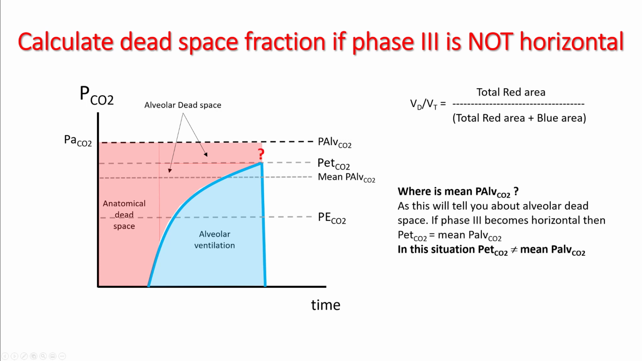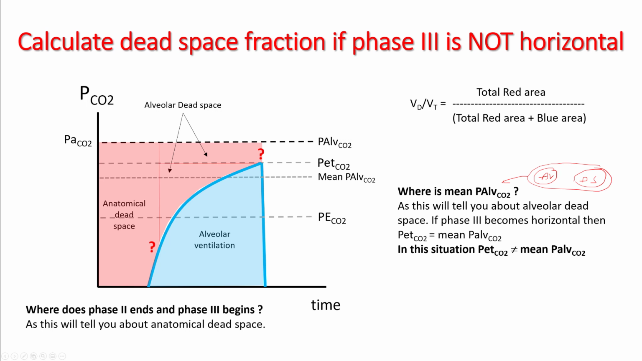There are two things that we need to know. First, where is our mean P alveolar CO2? Remember, mean P alveolar CO2 was the average of CO2 in normal alveolar ventilation and dead space alveoli, and if you average it out, you should be getting mean P alveolar CO2. Whenever you have a shark fin, your end tidal CO2 and mean P alveolar CO2 are not the same.